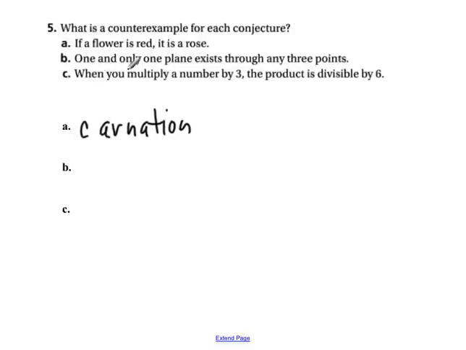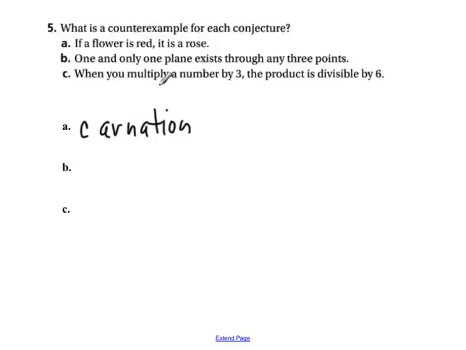And then how about letter B? One and only one plane exists through any 3 points. Well, although it takes 3 points to determine a plane, if we have 2 planes that intersect in a line, then you could put 3 points that are on that line and they would exist in both planes. So that would be an example. I'm not going to write that one down, but hopefully you're listening.